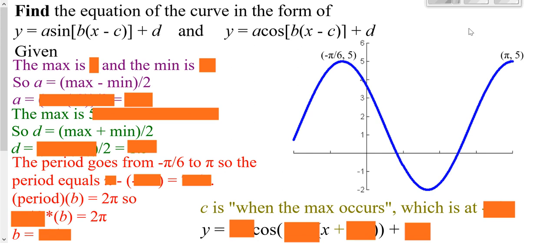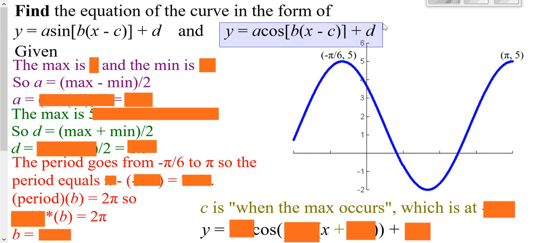Here we're going to work backwards. We're given a graph and we need to work backwards to find your equation. Now, technically you might be asked to find a sine or a cosine. We're only going to be focusing our attention on finding the cosine.